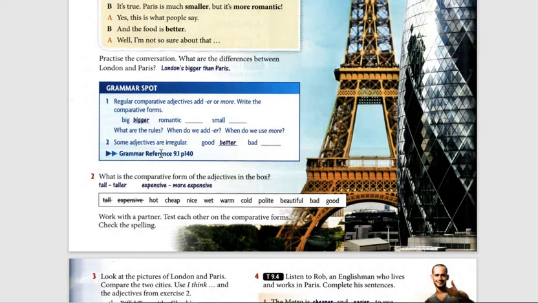Yes, from the adjectives that consist of one syllable, we can add -er to the end of these adjectives, and we will make comparative adjectives like big, bigger, small, smaller, hot, hotter, cold, colder, and so on.